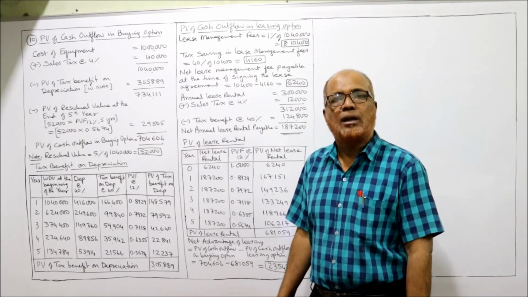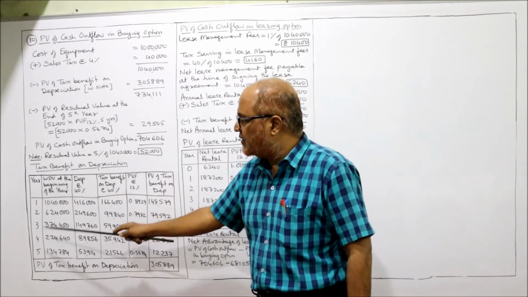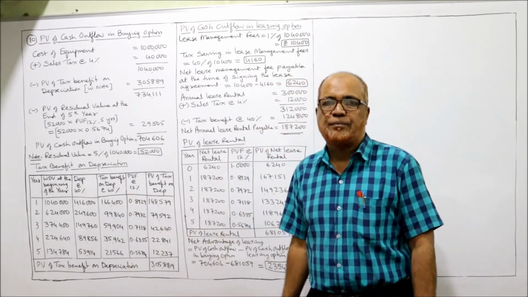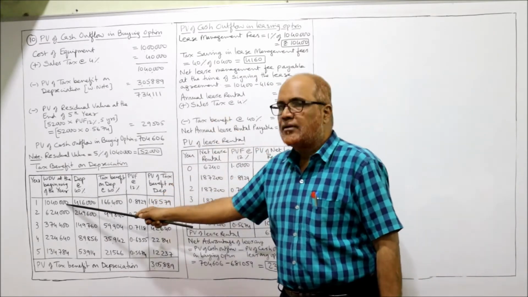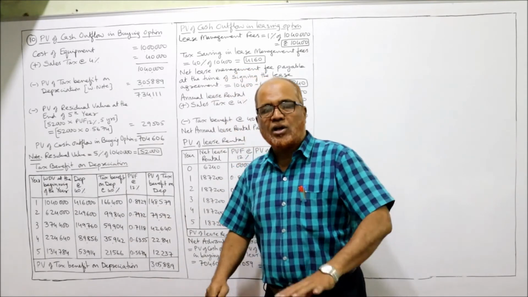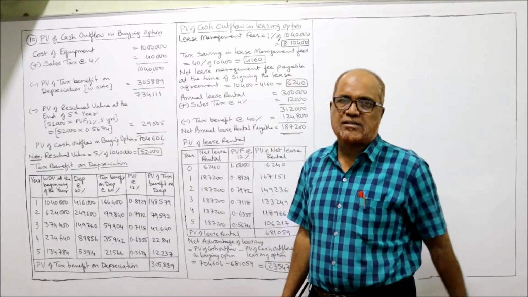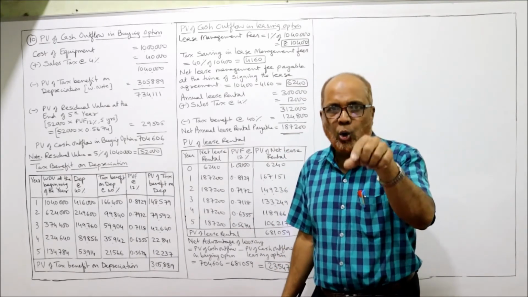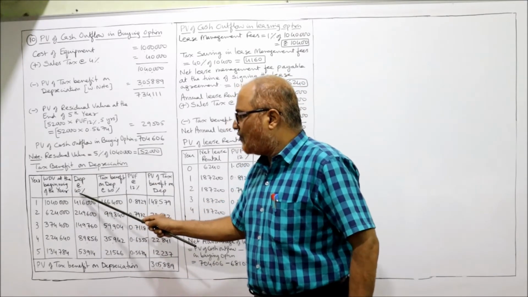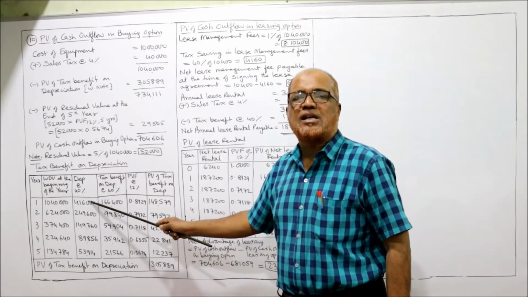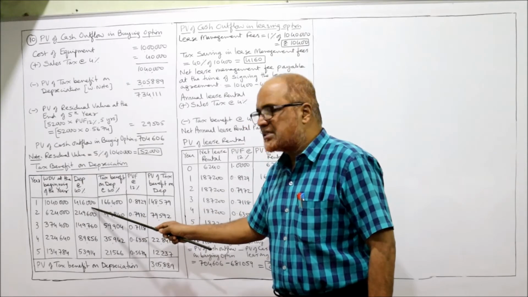Tax benefit on depreciation, years 1, 2, 3, 4, 5. WDV at the beginning of the year. One by one we will complete. What is the cost of the asset? Sorry, the cost of the equipment including sales tax is 10 lakh 40,000. Now, depreciation is 40%. Every year 40% is the rate of depreciation. So 40% of 10,40,000, you will get 4,16,000.